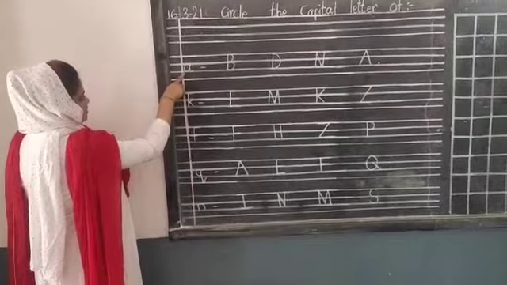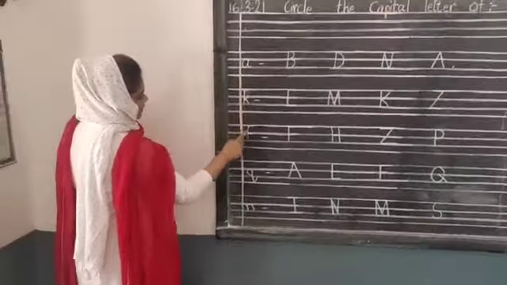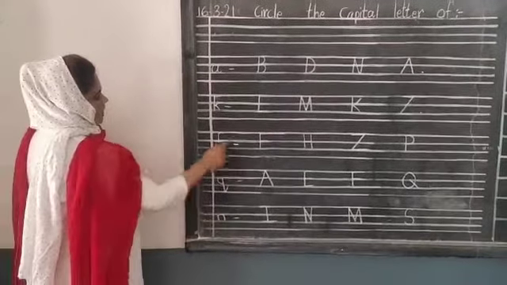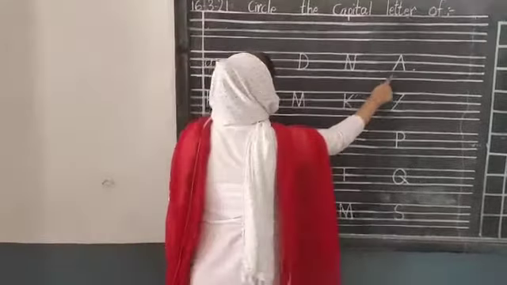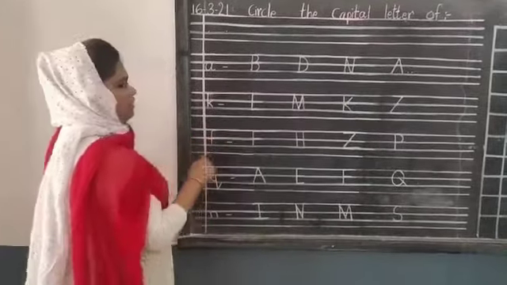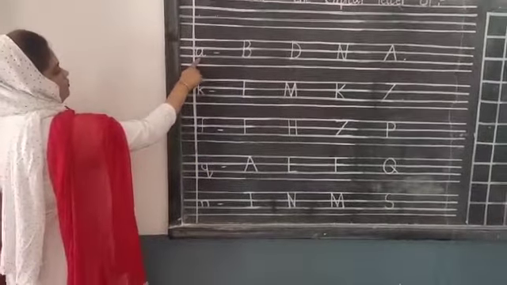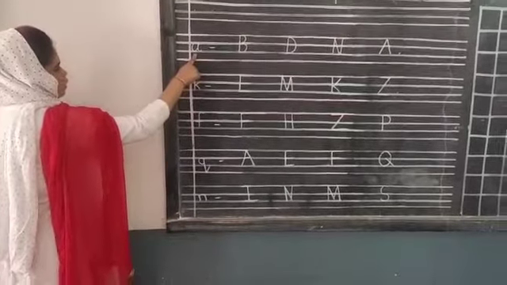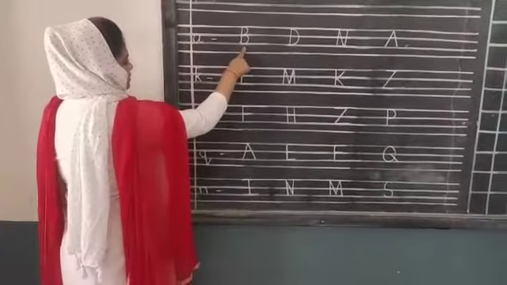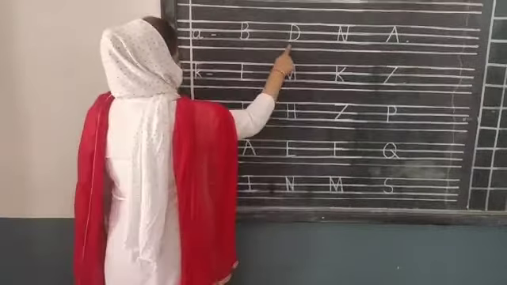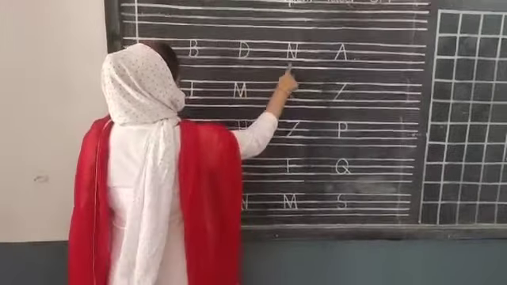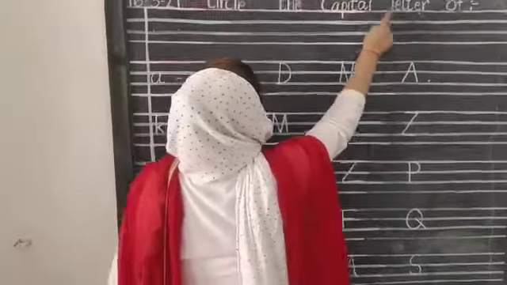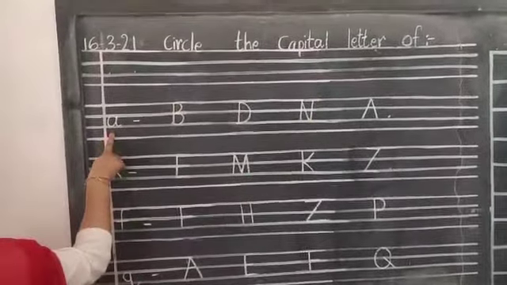Let's see the letters. Small a, small k, small f, small q, small l. And here they are capital letters. Okay, so let's start with the first row. Here, which letter is there, children? Small a. Here they are capital letters. Capital B, capital D, capital A, capital E. What does the heading say? Circle the capital letters.